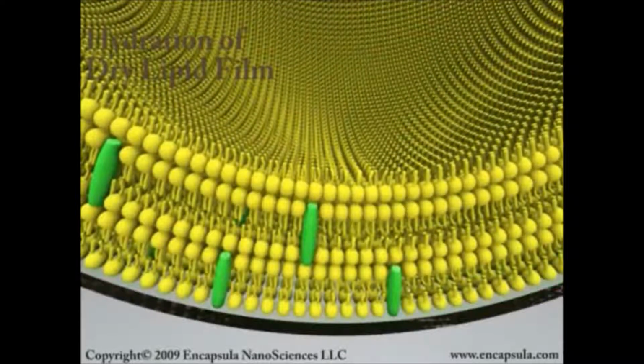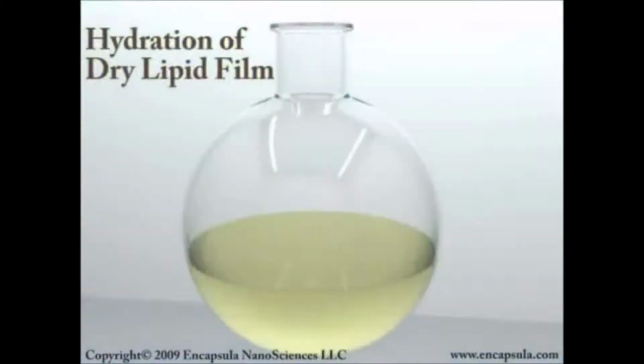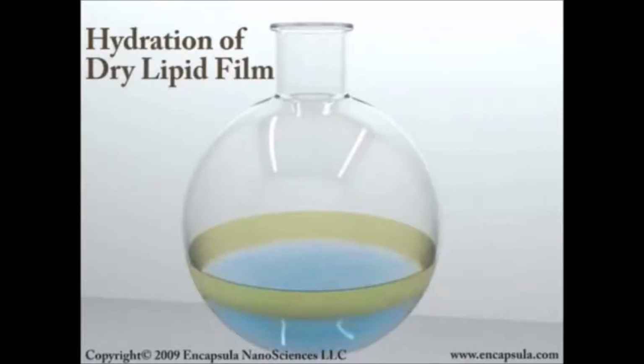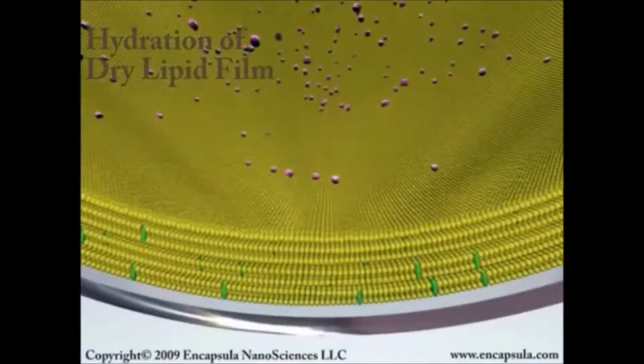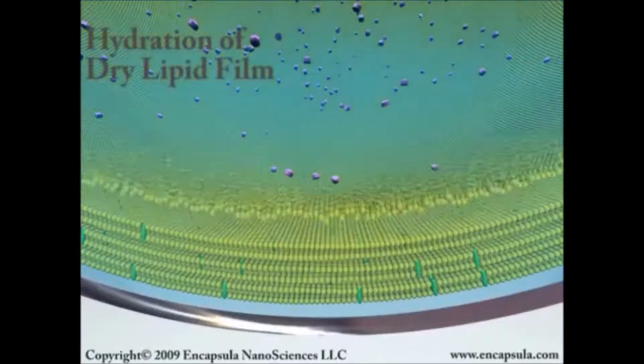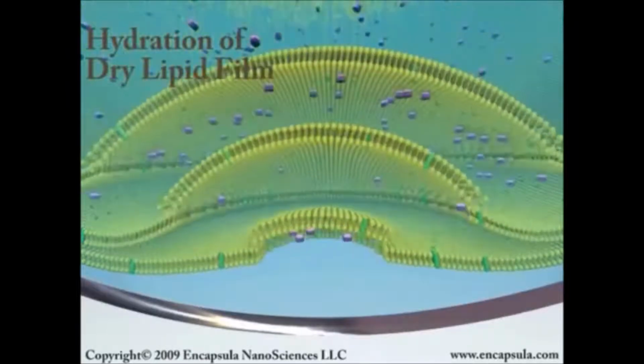An aqueous solution containing water-soluble compounds to be encapsulated is then added to the lipid film or cake to hydrate the lipid and form the liposomes. The aqueous suspension must be heated above the phase transition of the lipids in order for the liposomes to form. The resulting multilamellar liposomes consist of many concentric lipid bilayers.